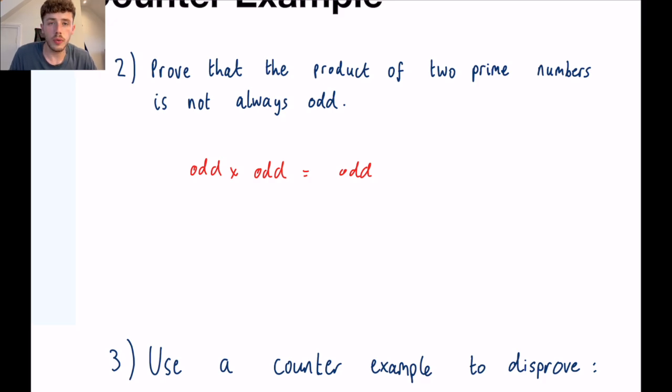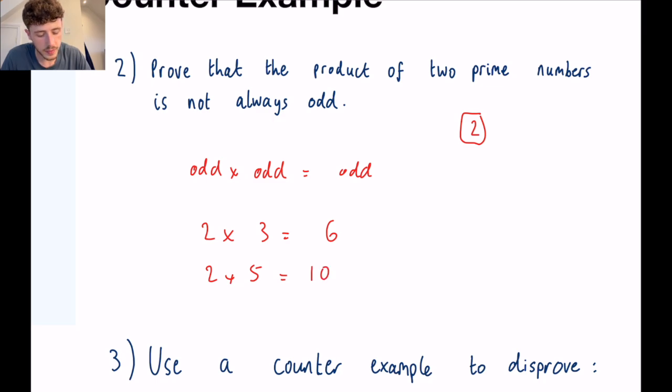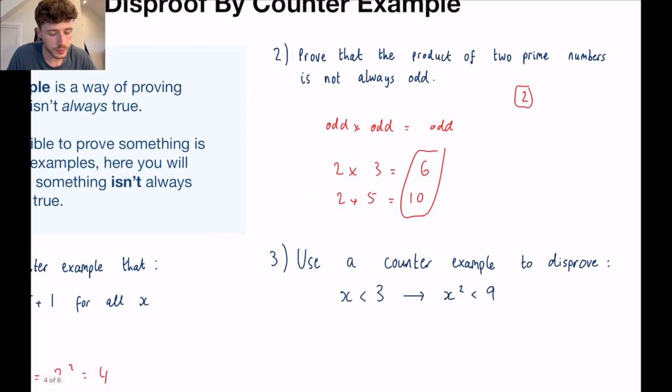Now there is a loophole with prime numbers in that 2 is a prime number. So therefore 2 times 3 is 6, and you can do any example really. 2 times 5 is 10, but as long as you use that 2, you will be able to disprove this statement. And there are your answers. Let me know any others you might want to try down below.